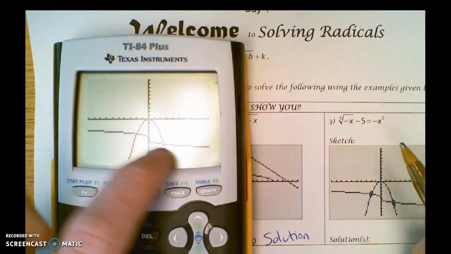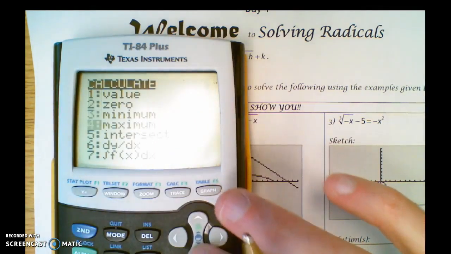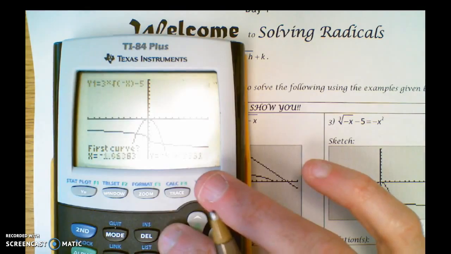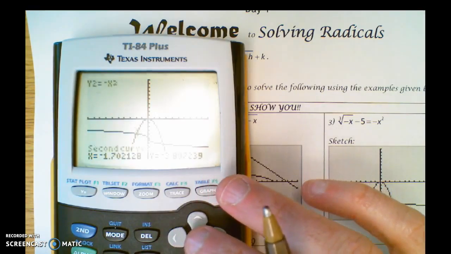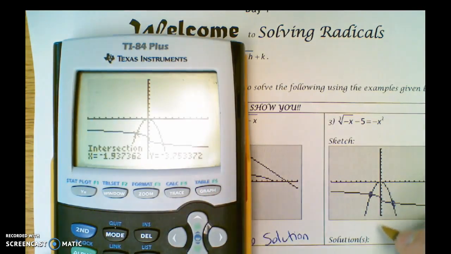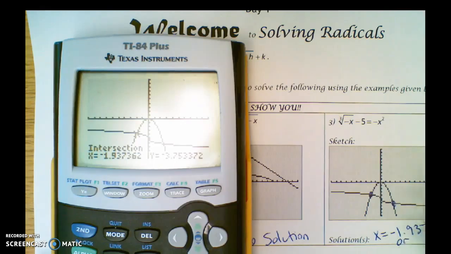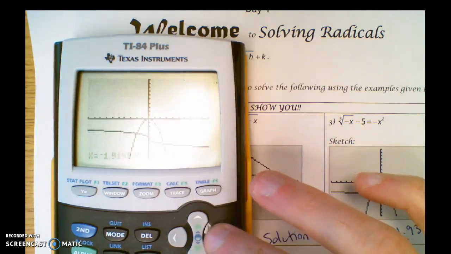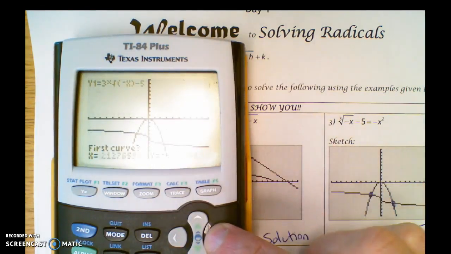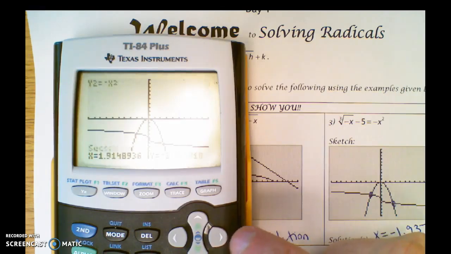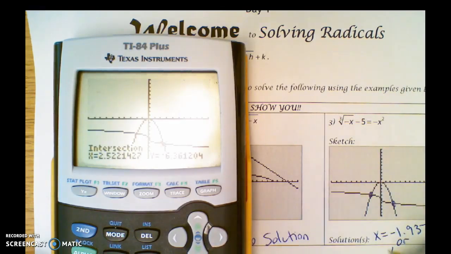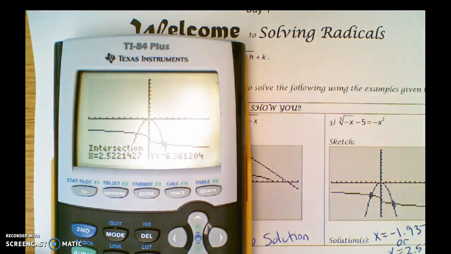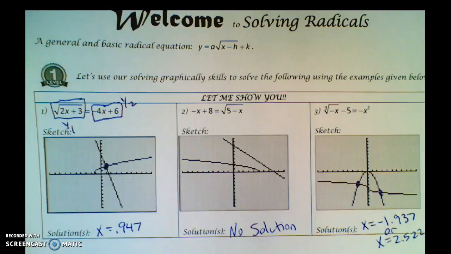The intersections, there's 2 of them, so we have to do second trace intersect twice. Move your cursor closer to the intersections so you can see exactly where each one is. So the first one's at x equals negative 1.937, and then you have to do it again. Move it closer to the right-hand side of the graph 3 times. X equals 2.522.